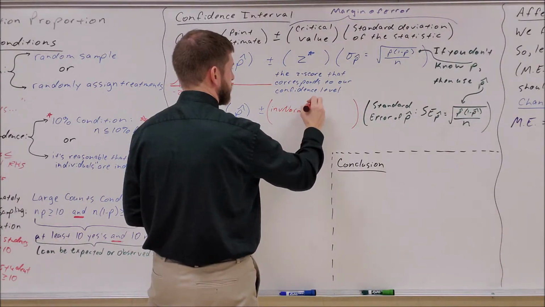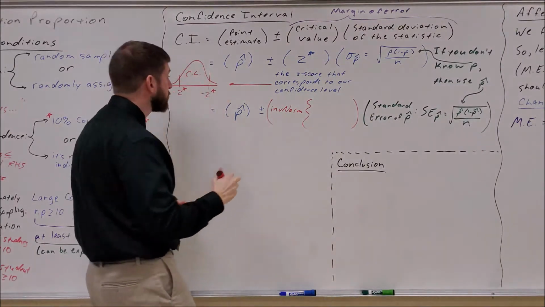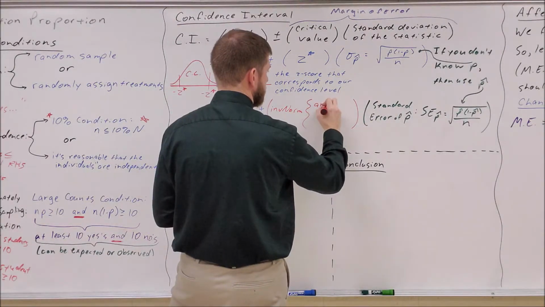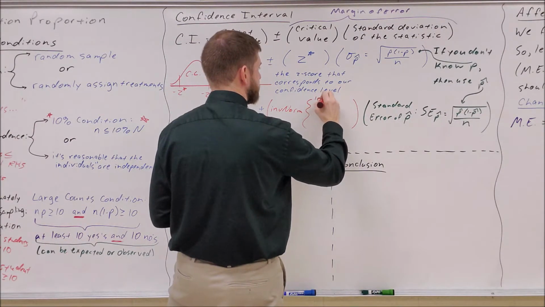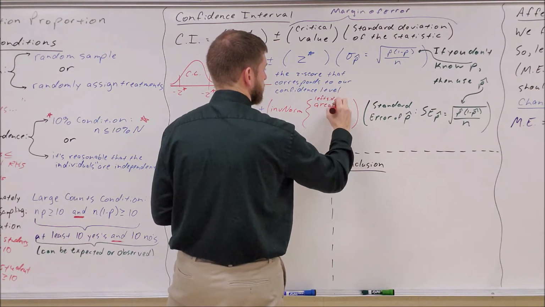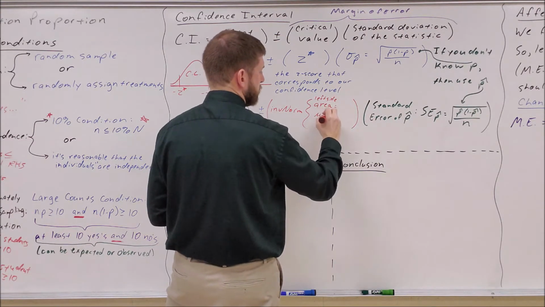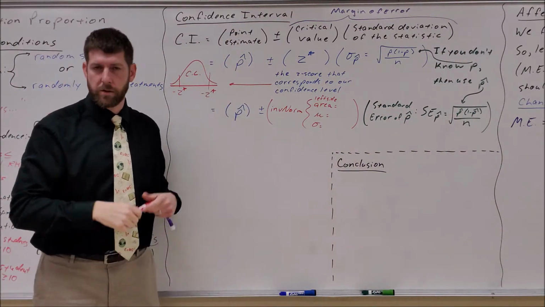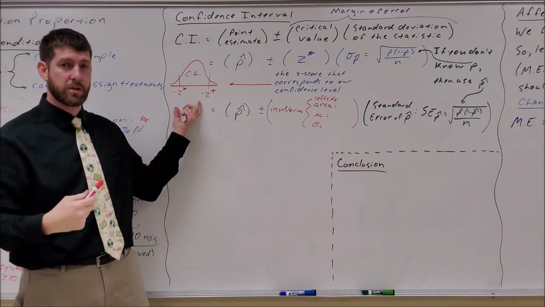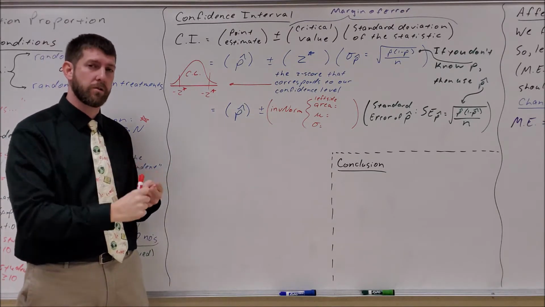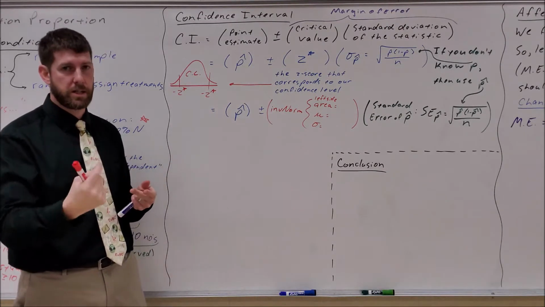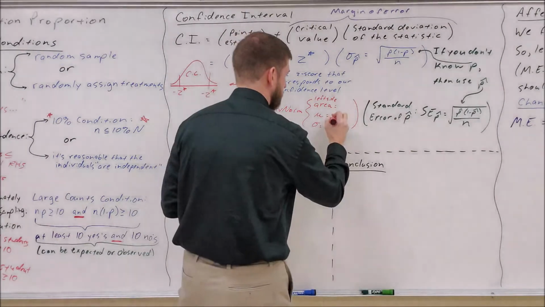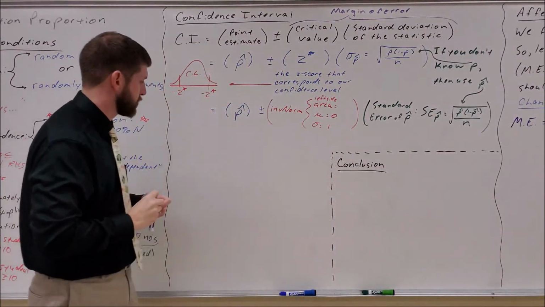And we remember that inverse norm asks three things from us. It asks for the area. Remember, that's the left side area. It asks us for mu, and it asks us for sigma. Well, mu and sigma are easy. If you're dealing with Z-scores, if you're dealing with your standard normal curve, the mean is always 0, the standard deviation is always 1. It's the area that's going to be the interesting part.